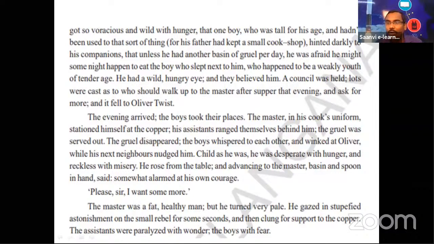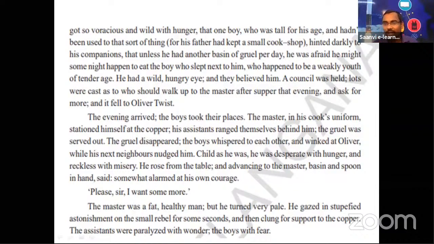So all the children got afraid. They thought that this boy really said that, and if he is not getting one more basin full of gruel, he will definitely eat the boy who sleeps beside him. So the remaining children, the remaining inmates of the workhouse, got worried, got tense, got scared.